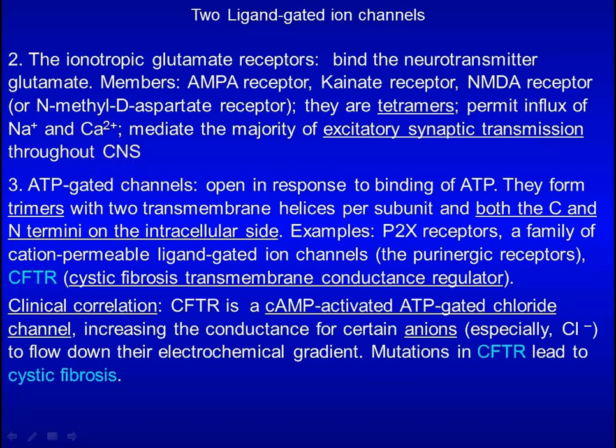ATP-gated channels open upon binding of ATP. They form trimers. Both the C and N termini are on the intracellular side. A well-known example is cystic fibrosis transmembrane conductance regulator, CFTR. CFTR is a cyclic AMP activated ATP-gated chloride channel. A deficiency in CFTR leads to cystic fibrosis.